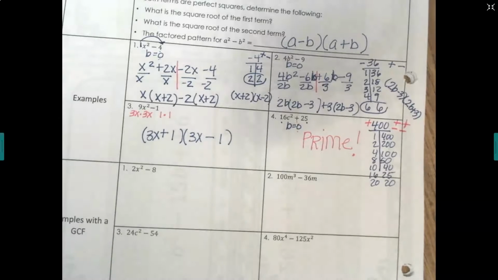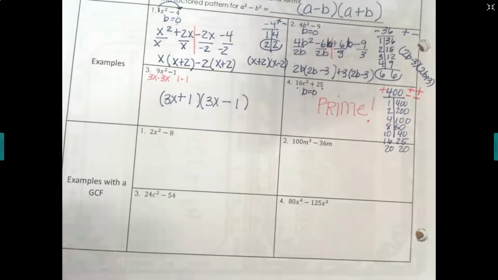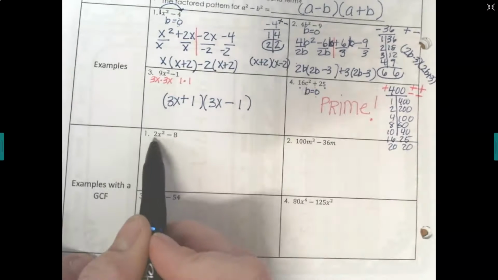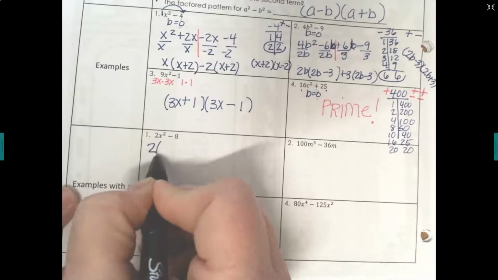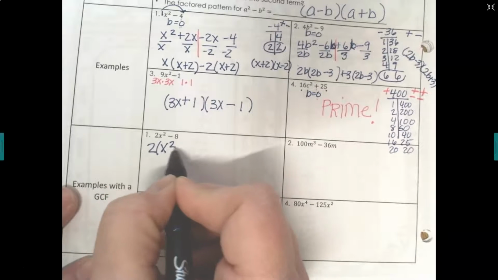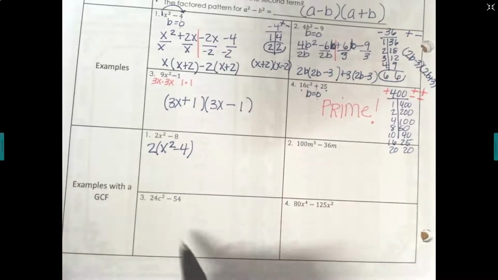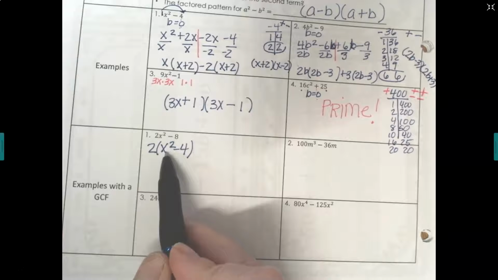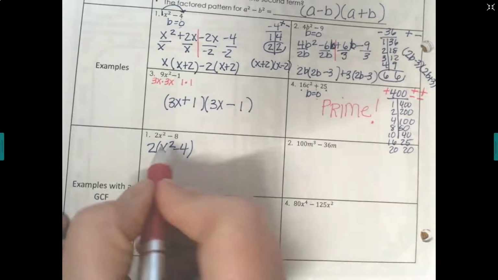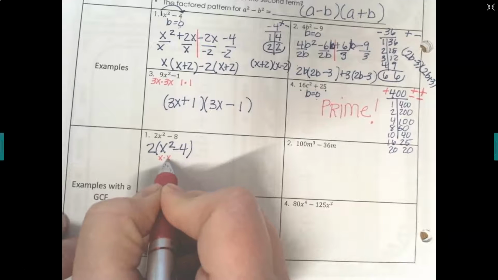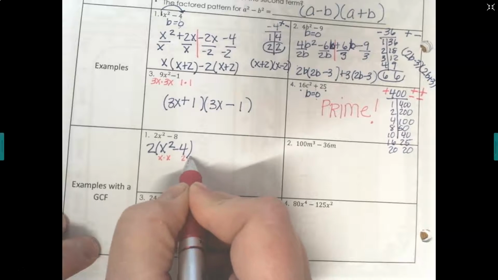Alright, so let's try some more. Sometimes we do have a GCF, so we should always be checking for GCF first. So we do have a 2 here, and that will leave us x squared minus 4. And this is a perfect square, and this is a perfect square, and they are subtracting. So this would be x times x. 4 is 2 times 2.